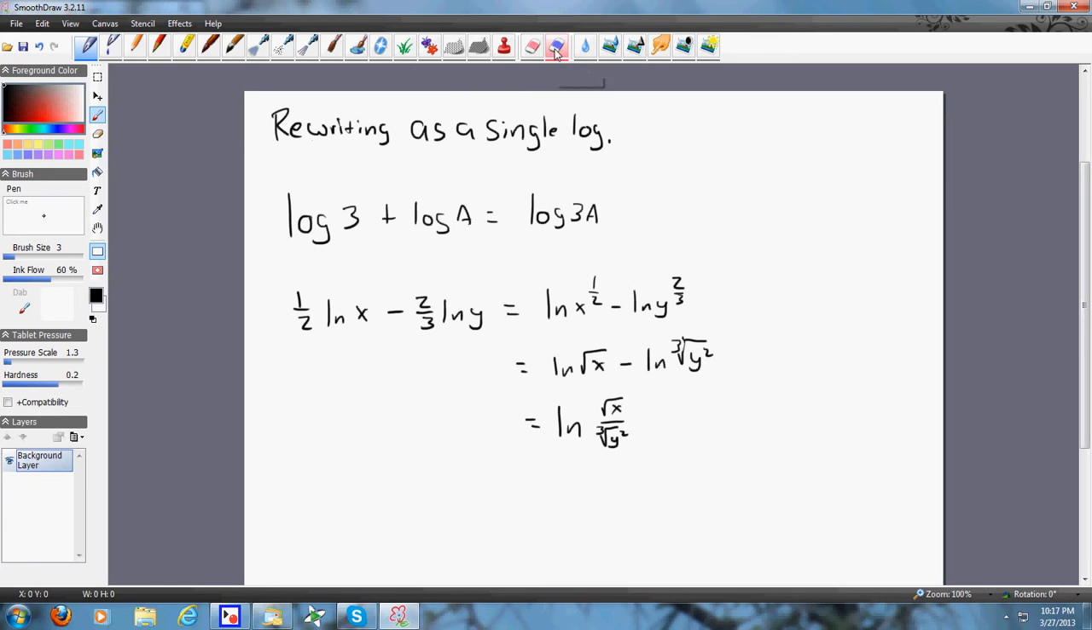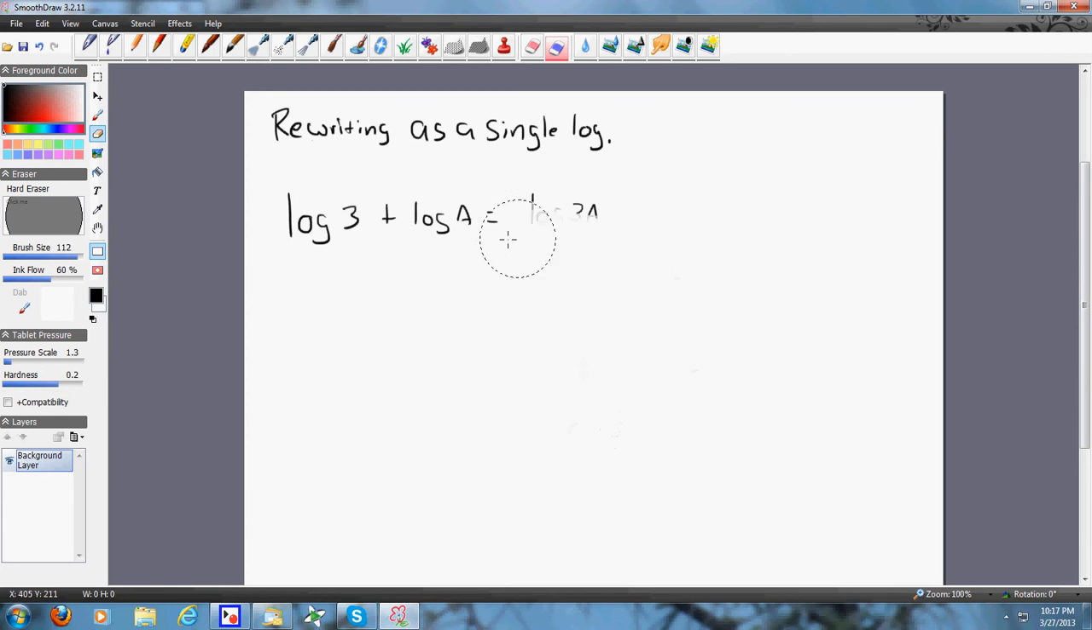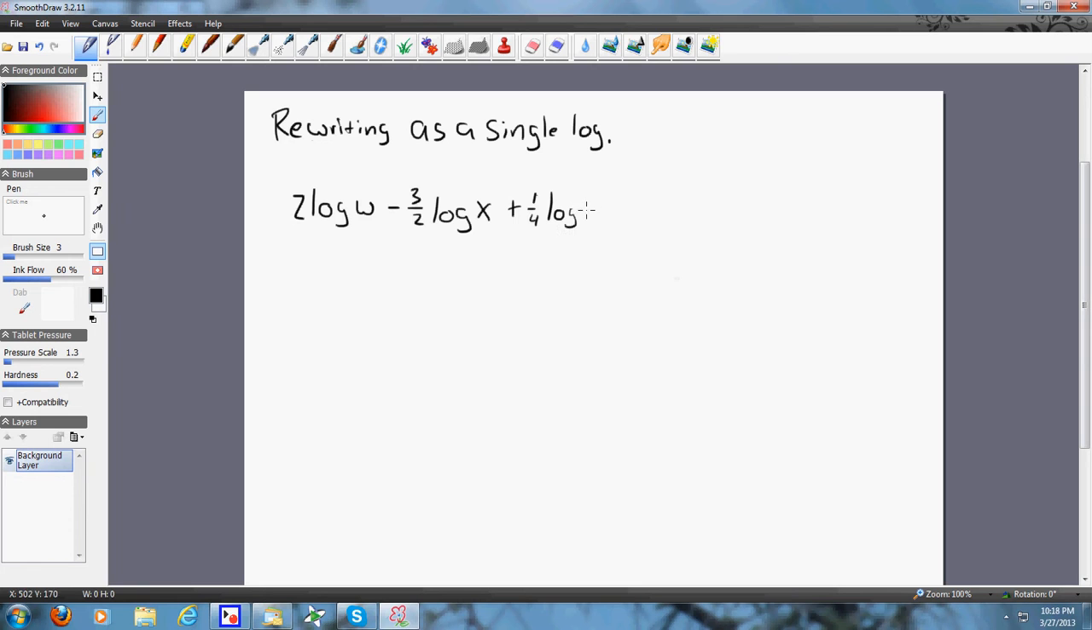But none of these really compare to when you have a massive amount to work with. And I'm going to show you the nice way of working with a big amount. Let's say you had 2 log w minus 3/2 log x plus 1/4 log y minus 2 log z.